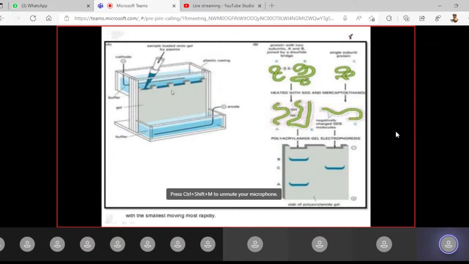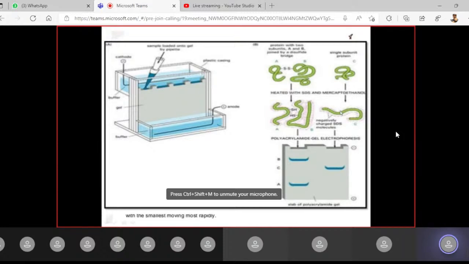And when you subject it to acrylamide gel electrophoresis, they will start moving. Now all of them are negatively charged because SDS is binding to it. So separation is based only on the size. So the smaller size will run faster and the larger size polypeptide chain will run slowly. Okay, you can observe this by staining with Coomassie blue as I told you.